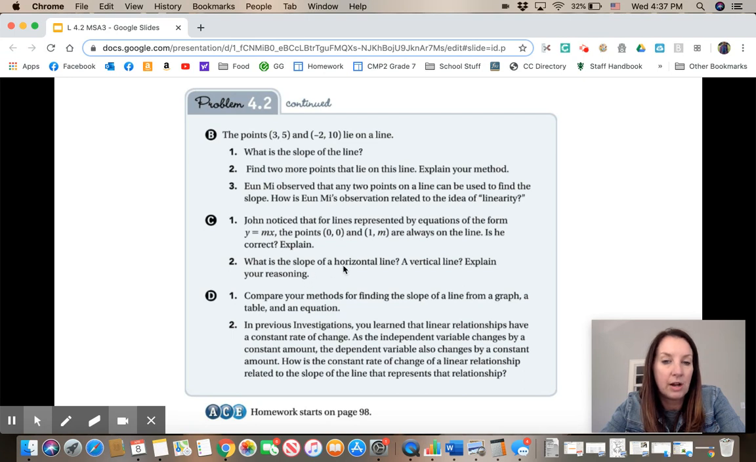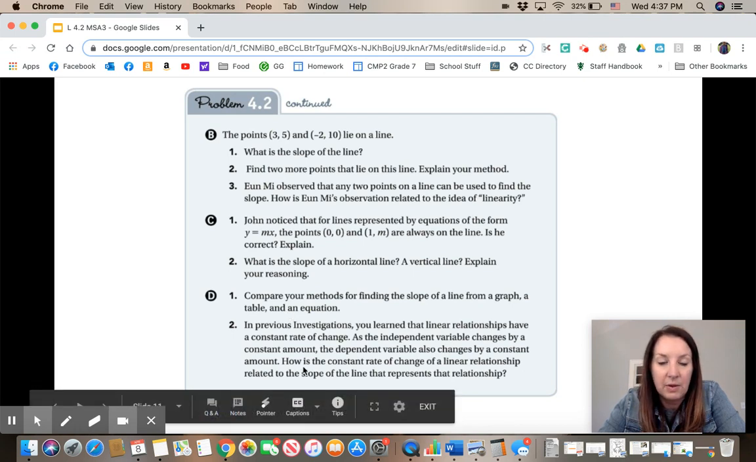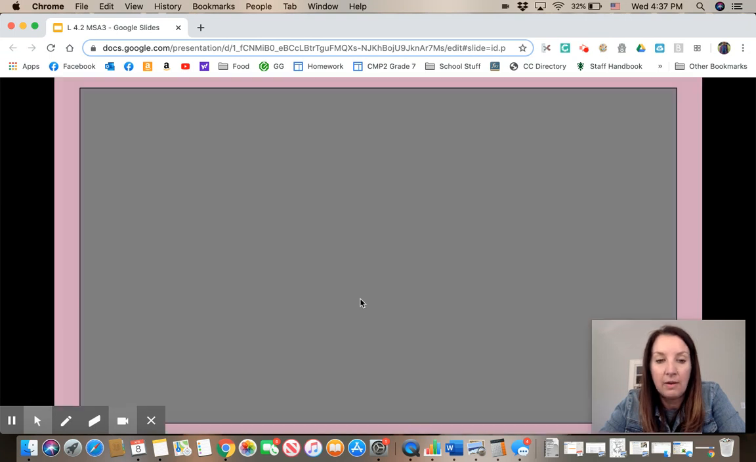Then here you need to talk about what is the slope of a horizontal line. Remember, horizontal goes this way, vertical goes this way. And compare your methods for finding the slope of a graph, a table, an equation. How are they different? Okay. So this last one is kind of a no-brainer. How is the constant rate of change of a linear relationship related to the slope of the line? That should be a no-brainer. Okay. And then you have some homework to do.